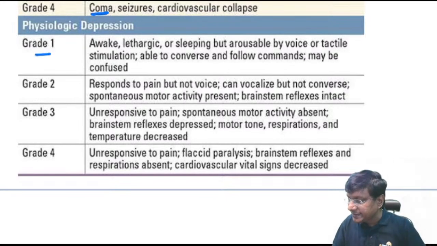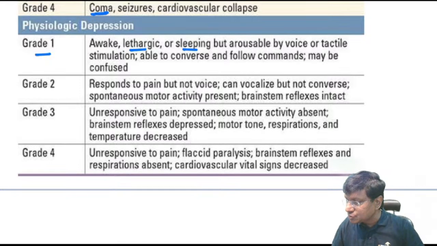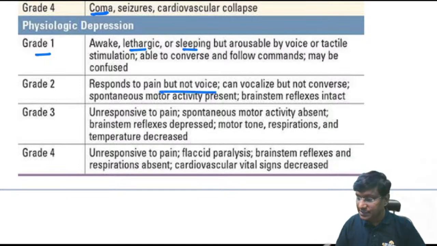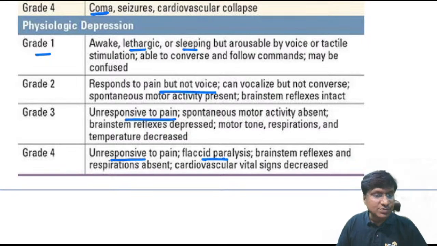In grade 1, the individual will be lethargic or sleeping. In grade 2, the individual responds to pain but no voice. Grade 3, unresponsive to pain. And grade 4, unresponsive to pain, and there will also be flaccid paralysis. These will be the features of antipsychotic overdose causing physiological depression.